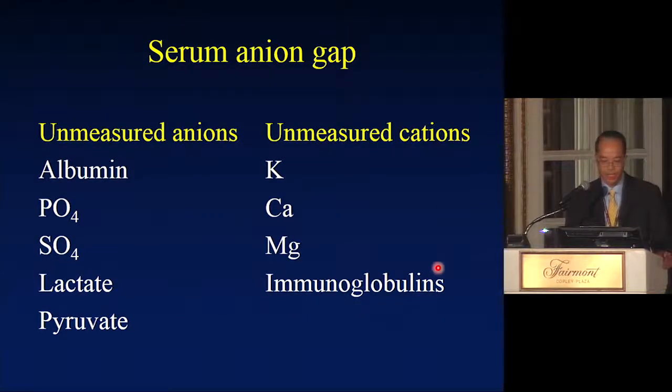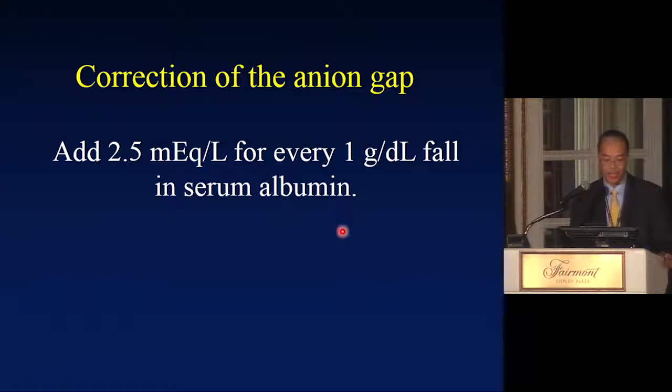So what are these unmeasured ions? So these are the unmeasured anions, and these are the unmeasured cations. Probably a major component of this is albumin. So the major assumption here is that this balance of unmeasured anions and cations is pretty constant. Yes, potassium does vary, but it varies over a range of 2 or 3 milliequivalents per liter. Not a big change. Calcium and magnesium vary over very small ranges. Same for all of these. The serum anion gap is about the same in everyone, unless something else happens.